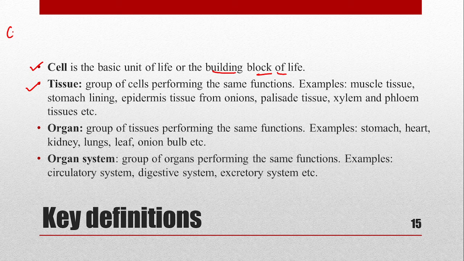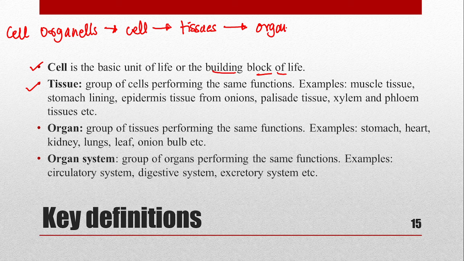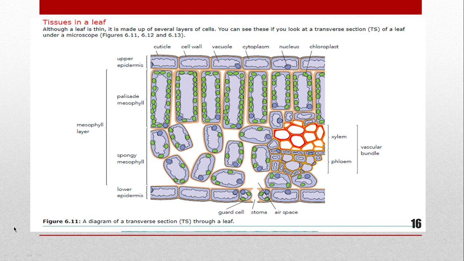So first we have cell organelles. You won't be taught the organelles one, but I'm teaching this one. Organelles form the cell. A group of cells form tissues. A group of tissues form an organ. A group of organs form an organ system. And a group of organ systems forms an organism. And I think tissues in a leaf, we have to talk about this.